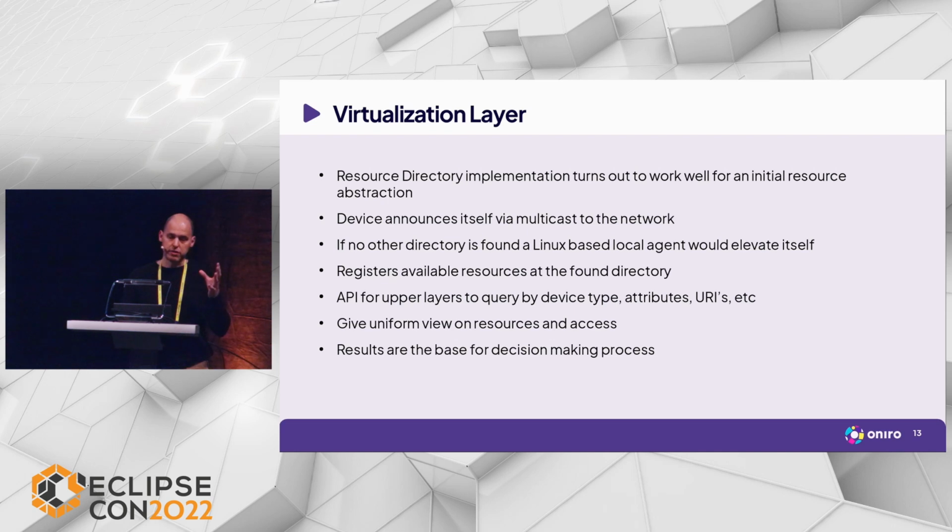And then we have an API for the upper layers to query these types of resources in various ways. It could be device types, it could be attributes, it could be the URIs of the devices and the resources. This is an API we're building on top of that, so if we ever wanted to change away from CoRE, we could do that. This is basically our first implementation of the unified view on the resources, which I mentioned in the first slides. These results can be used for the decision-making process later on that comes with the orchestration.